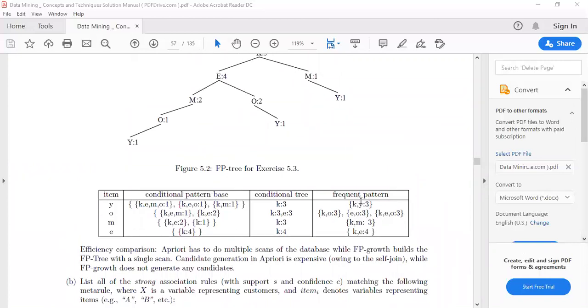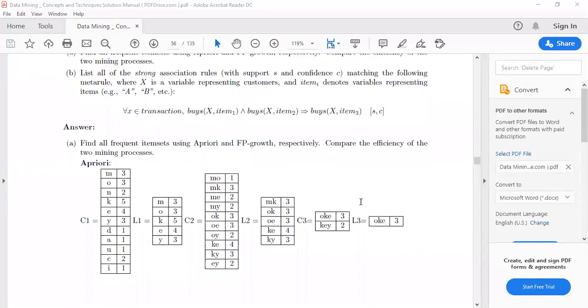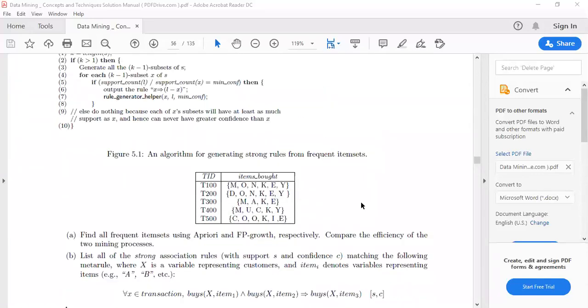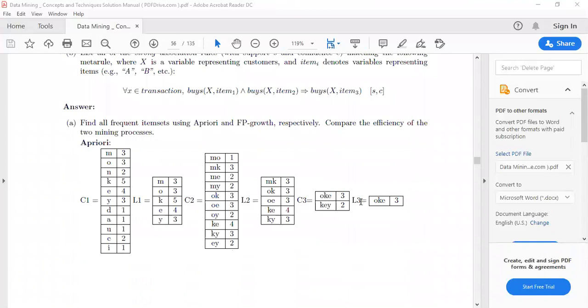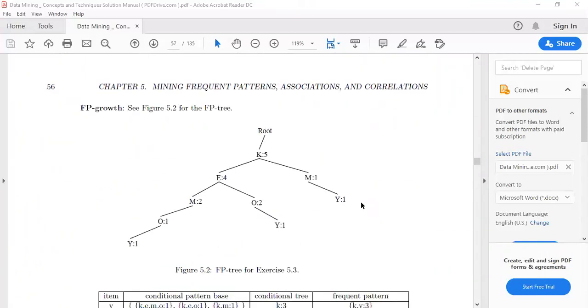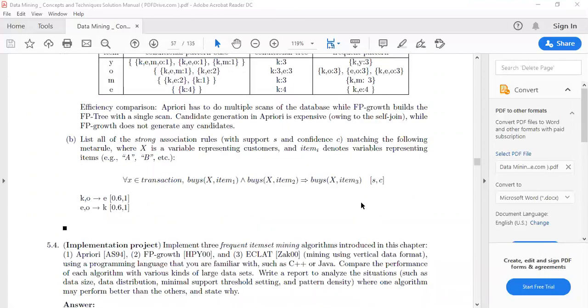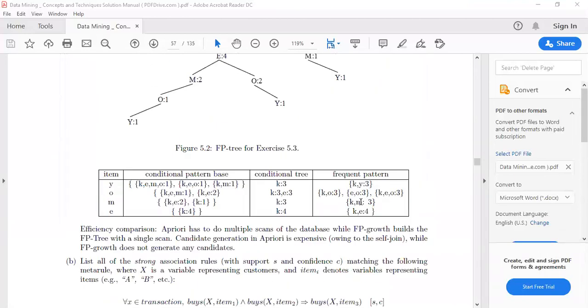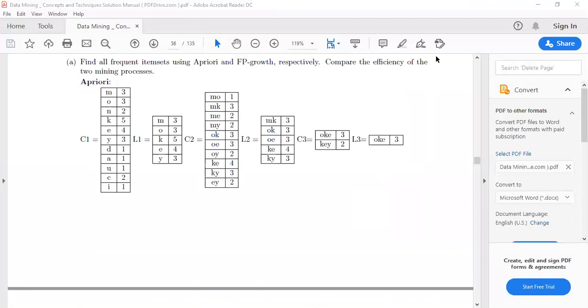Okay, this is what we have seen with the same problem. We have come across two concepts: one is the Apriori algorithm and the second one is the FP growth algorithm, and we have compared the two and found the solutions here. So we'll stop here. We'll see the next class in the next session.